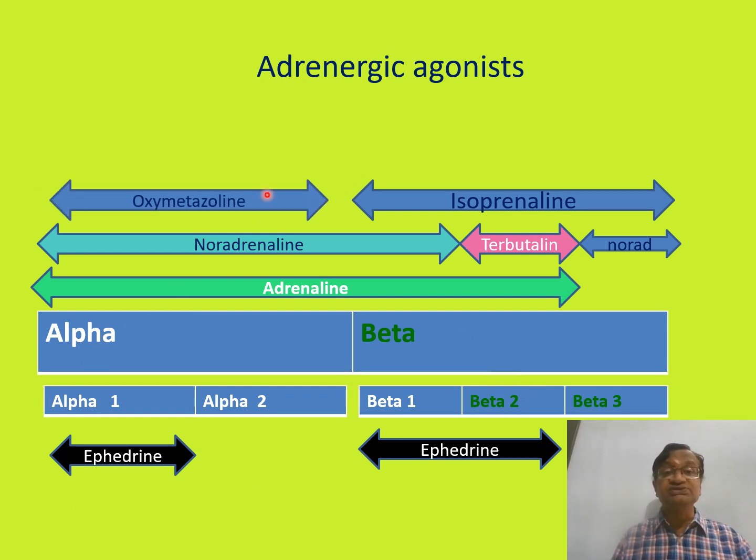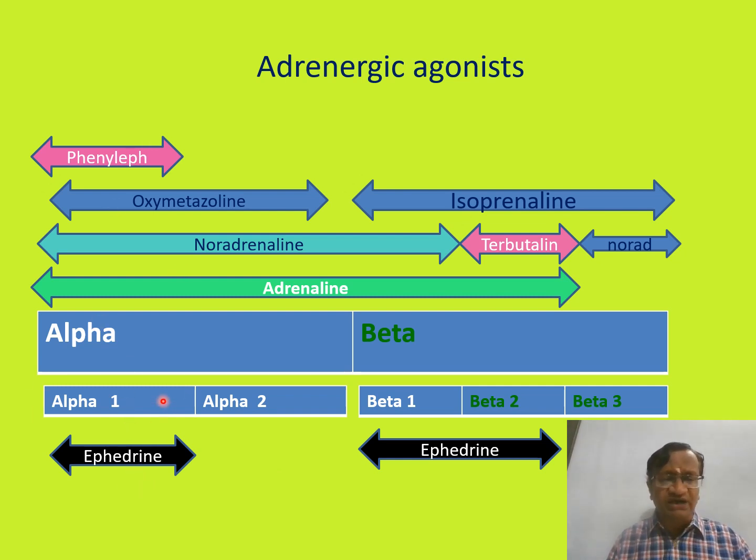Now we go to oxymetazoline, where we put on drops. That is not acting on beta. It is more on alpha 1 and alpha 2. Now phenylephrine, that's what I told you, ephedrine and phenylephrine. It is more on alpha 1. This causes less tachycardia, not much on alpha 2. So that is the advantage of phenylephrine.